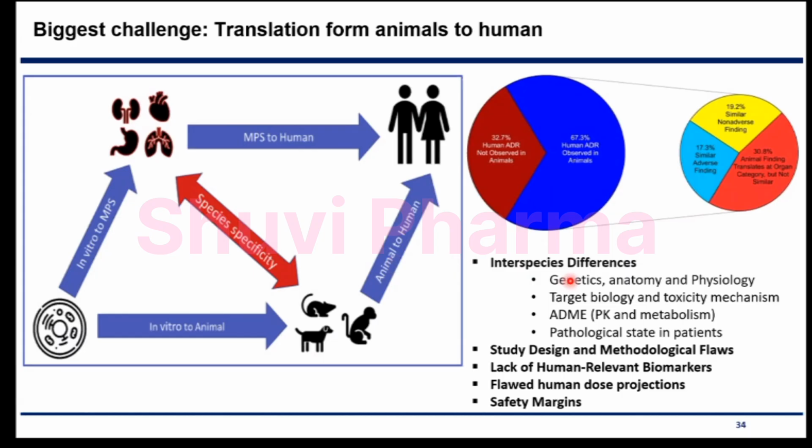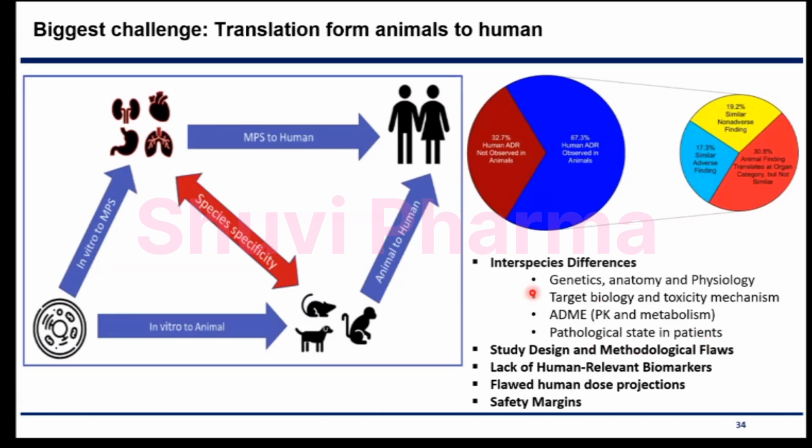And then why do you see these gaps in the translation? Because of differences in the genetics, difference in the anatomy and physiology in animals and human. There are a lot of tissues that are present in animals but not present in human, and vice versa. Target biology and toxicity mechanism, the mechanism can be different. Then the PK properties, the pathological state of patients. Very important thing to note.